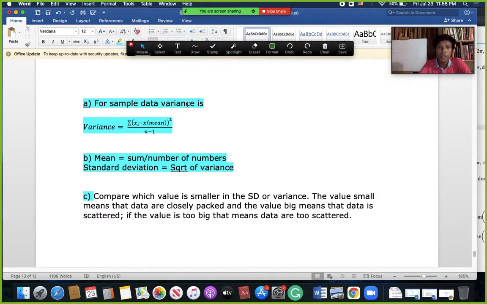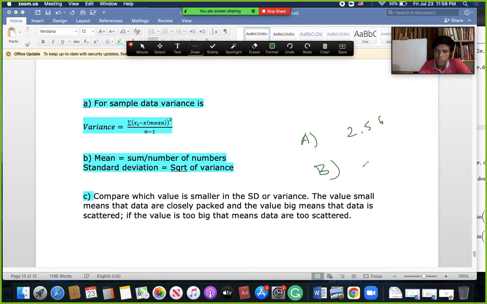So you look at your standard deviation or the variance. Suppose in data A your standard deviation is, let's say, 2.56, and in data B your standard deviation is, let's say, 1.36. So this value is small. That means in this case the data are closely packed. Closely packed means suppose here like that, and in this case the data will be scattered, with some data far away. Here all the data are closely packed. Here they are a little bit scattered.